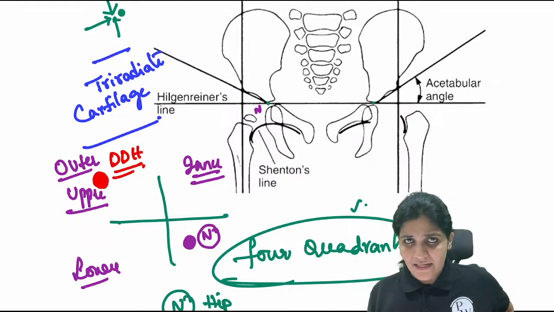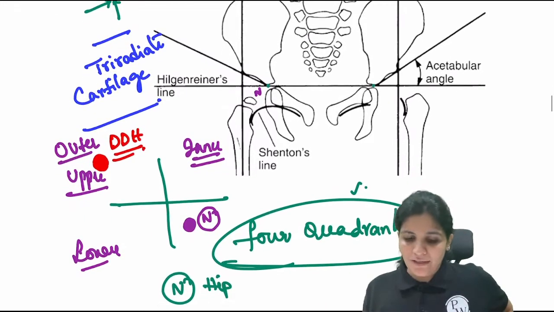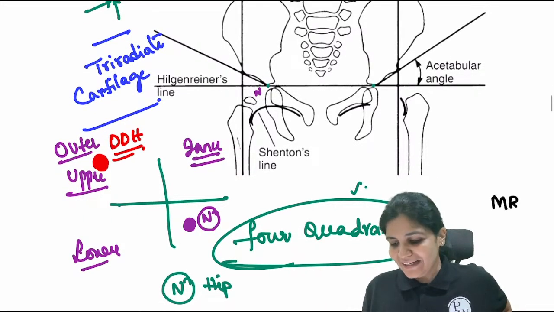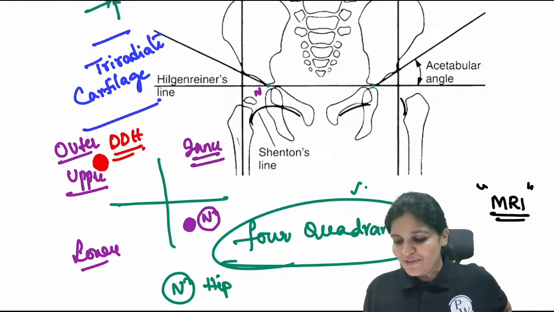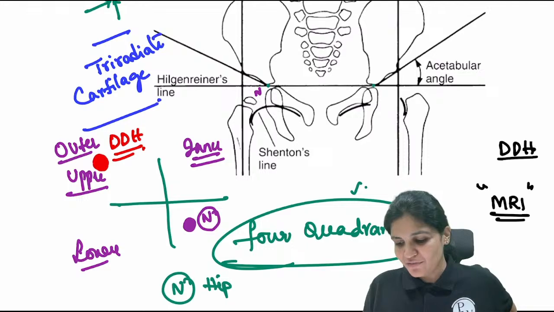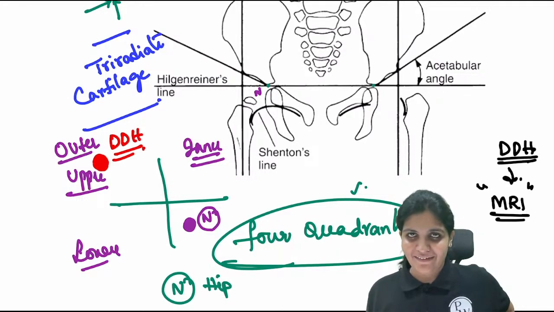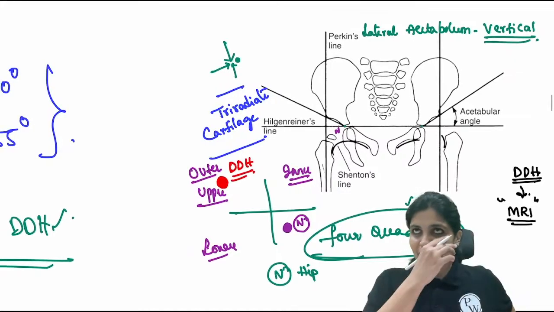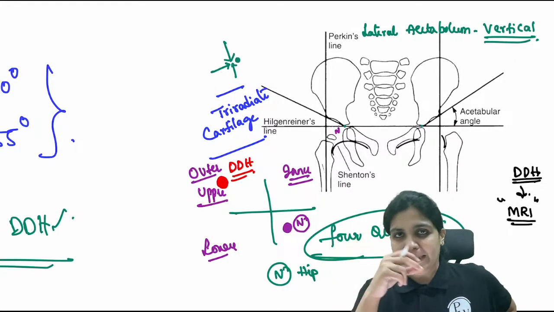Inner lower is normal. Yeah, actually, Piyush, this has all become obsolete now. So we directly go for an MRI. If you see a baby of DDH nowadays, the investigation of choice would be an MRI only, right? So this is all theoretical part, now we don't take an X-ray and we don't draw lines and we don't see all this.